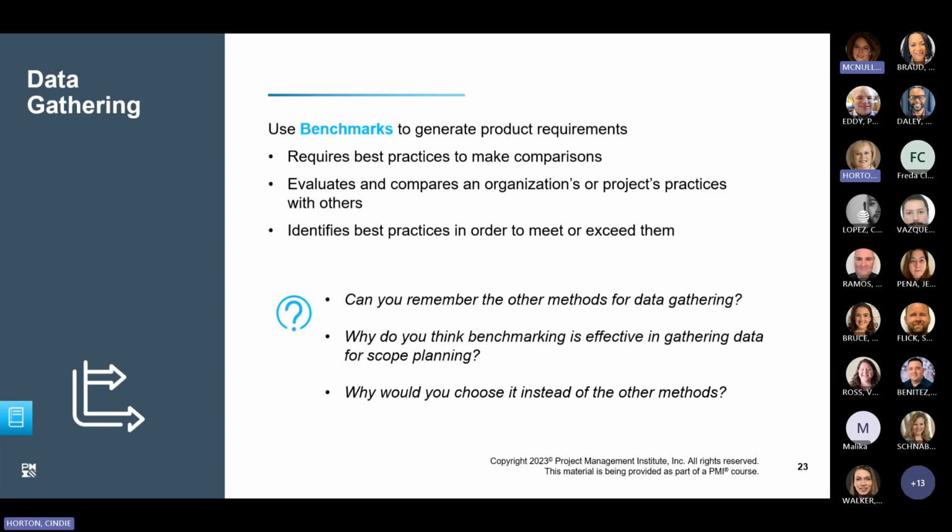Can you remember the other methods for data gathering? Can't go to slide 21. Some of those were brainstorming, interviews, focus groups, and questionnaires and surveys, of course. So those are some of the other ways that we can go about gathering data. Okay.